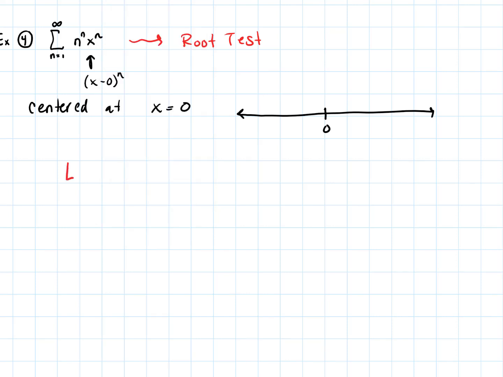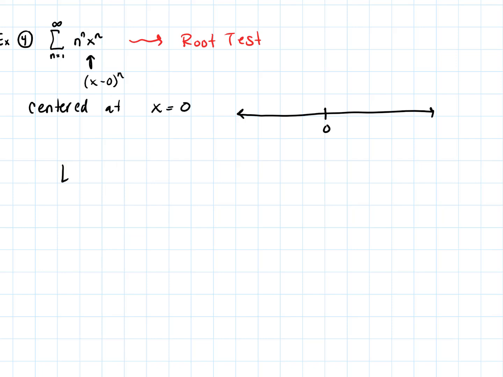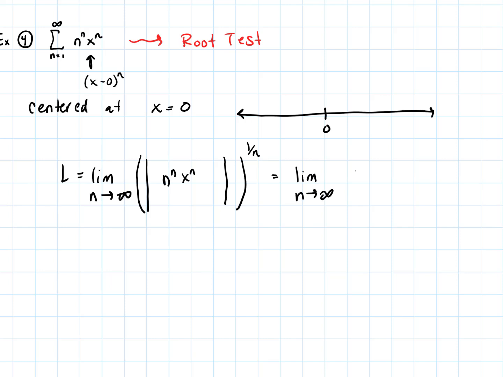So we can define our L. Sorry, I didn't mean to change that to red. So we can define our L to be the limit as n approaches infinity. And this time, we're going to take the absolute value, we're going to take the nth root, or 1 over n, of the absolute value of n to the n, x to the n, which is going to give me the limit as n approaches infinity of n times the absolute value of x.